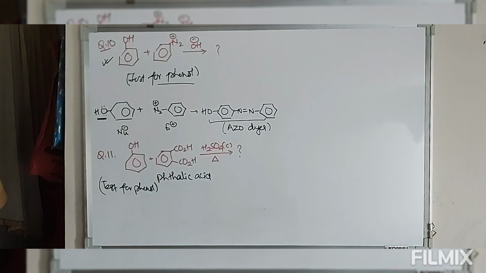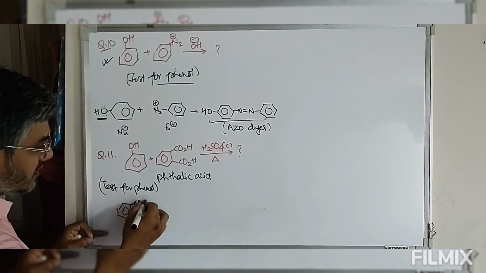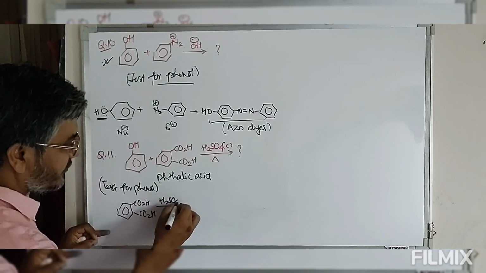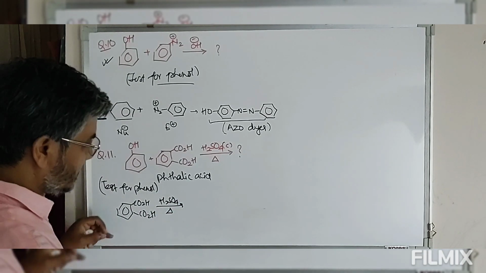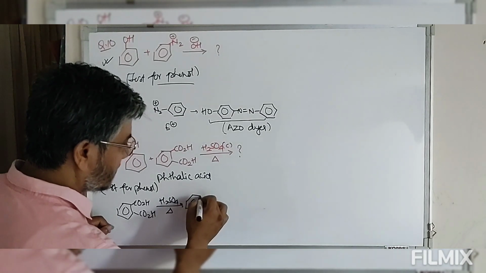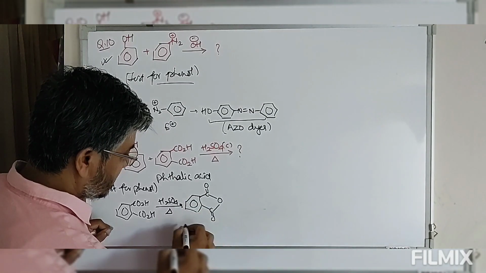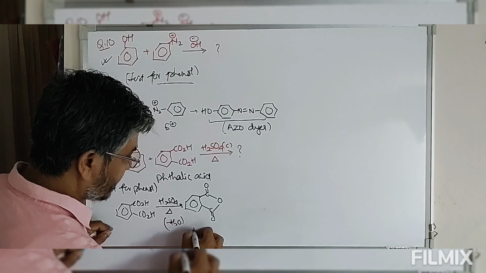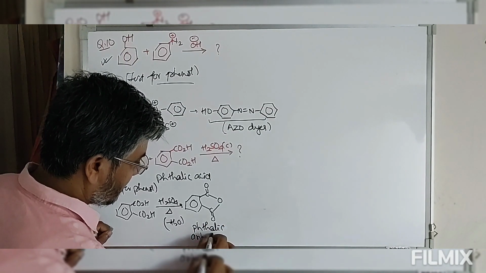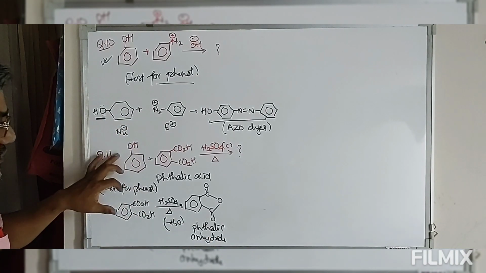So what is happening is, this phthalic acid on heating with concentrated sulfuric acid, a molecule of water is removed and this is converted into phthalic anhydride. So this is phthalic anhydride. Now it is this phthalic anhydride that will react with phenol.